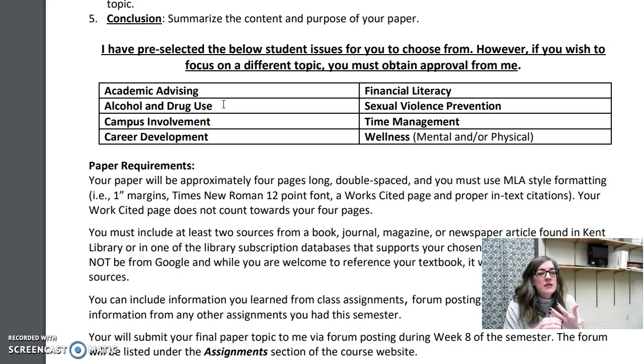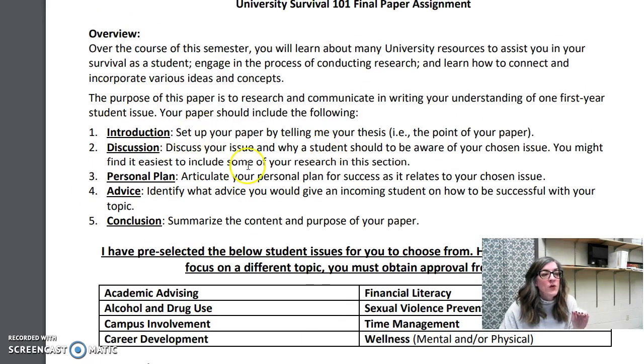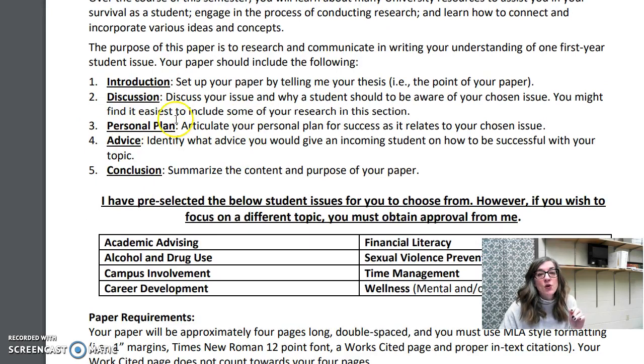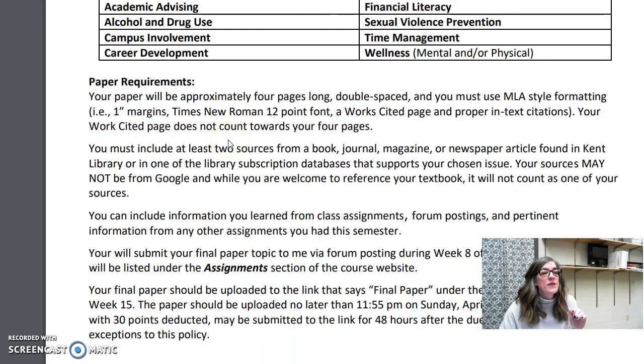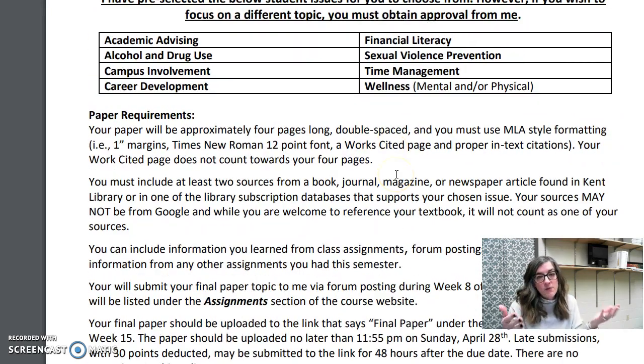Sexual violence prevention. This one is something that I often have a lot of students write about, and it's something obviously that if this is something you want to do, great, but do remember that one of the required components of this assignment is to have a personal plan. And so if it's something, you need to come up with a personal plan on how you would deal with that. So make sure that you sort of be thinking about that as you're writing the paper.